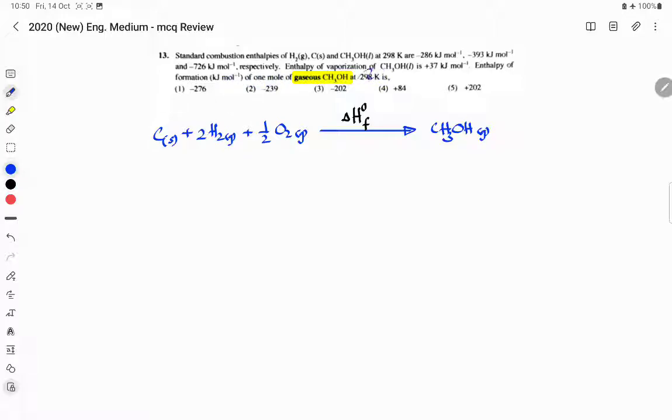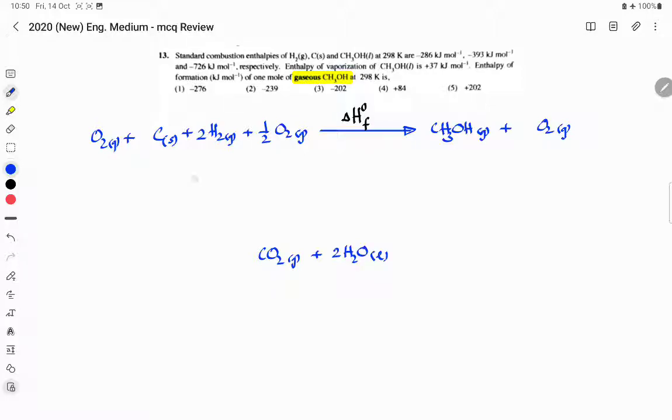And they have said the combustion enthalpies are also given. So we have to combust them. O2 gas and O2 gas. When we balance this, before balancing it, we have to write down the combustion products. It's carbon dioxide and H2O liquid. So carbon is 1. There are 2 hydrogens, therefore 2 water molecules should be produced.